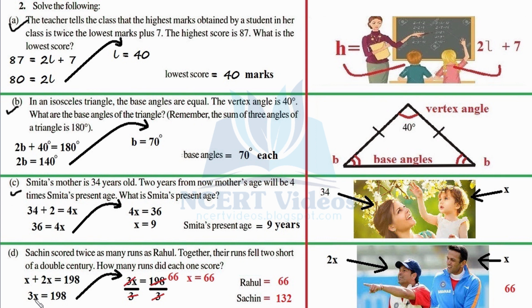Get rid of this 3 by dividing by 3 on both sides. 3 cancels. 3 6s are 18, 1 8, 3 6s are 18. Therefore, 66. We got the value of Rahul's score as 66. And we can also find Sachin's: twice of 66 is 132. So that's the last part of your question number 2.